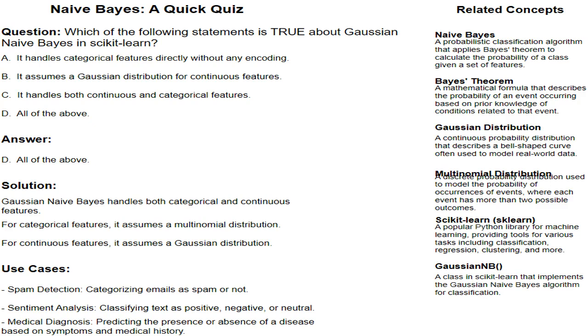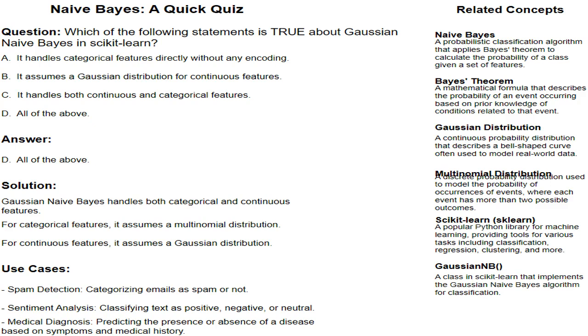True. C. It handles both continuous and categorical features. Correct. While it assumes Gaussian distribution for continuous features, Gaussian naive Bayes can also handle categorical features if they are properly encoded. It uses a multinomial distribution for categorical features.